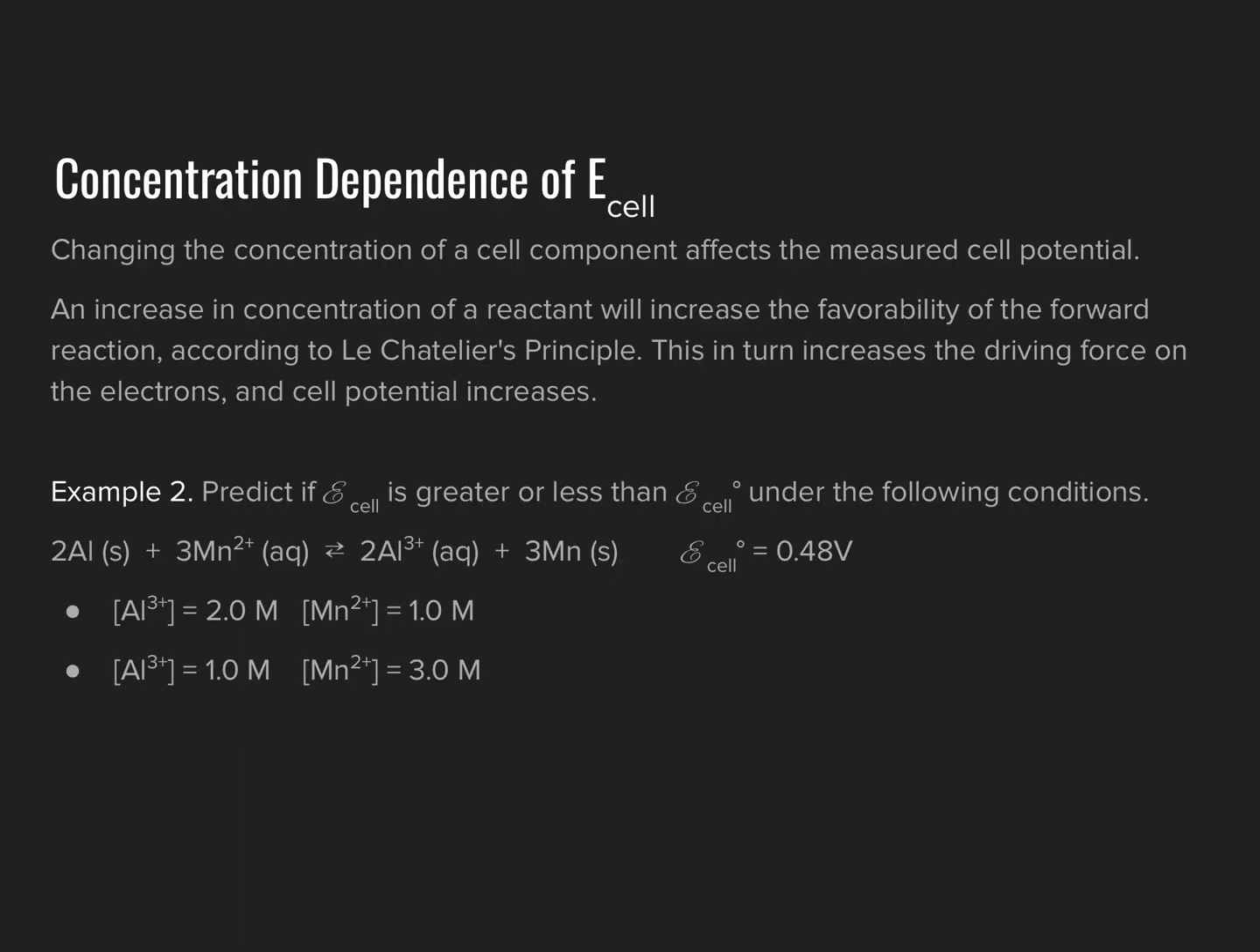All right, for our next topic of conversation here, we're going to investigate how the cell potential of a cell might be dependent upon the relative concentrations of reactants and products within our system. And logically speaking, it should make sense to us that if we change the concentration of a component of an electrochemical cell, we're likely going to see a change in the measured cell potential as well, essentially due to reasons related to Le Chatelier's principle.